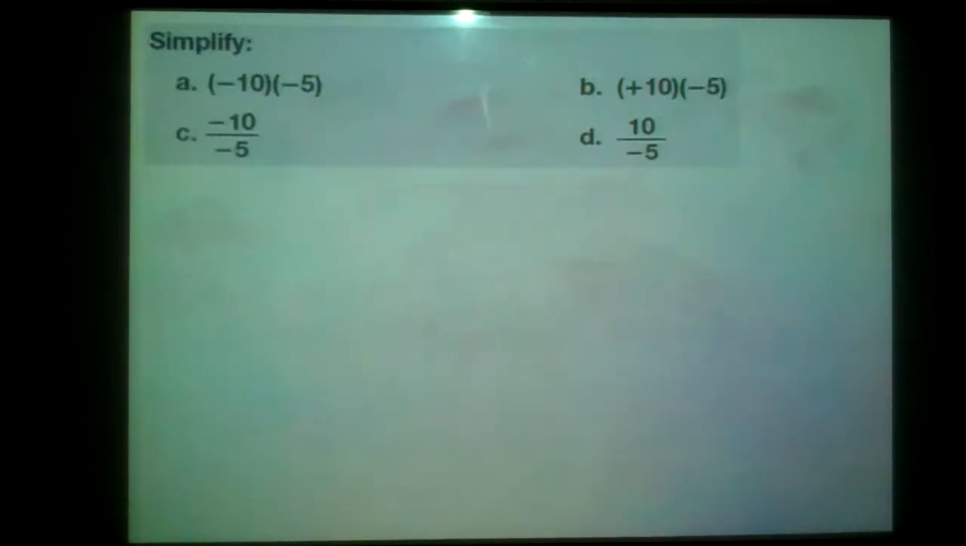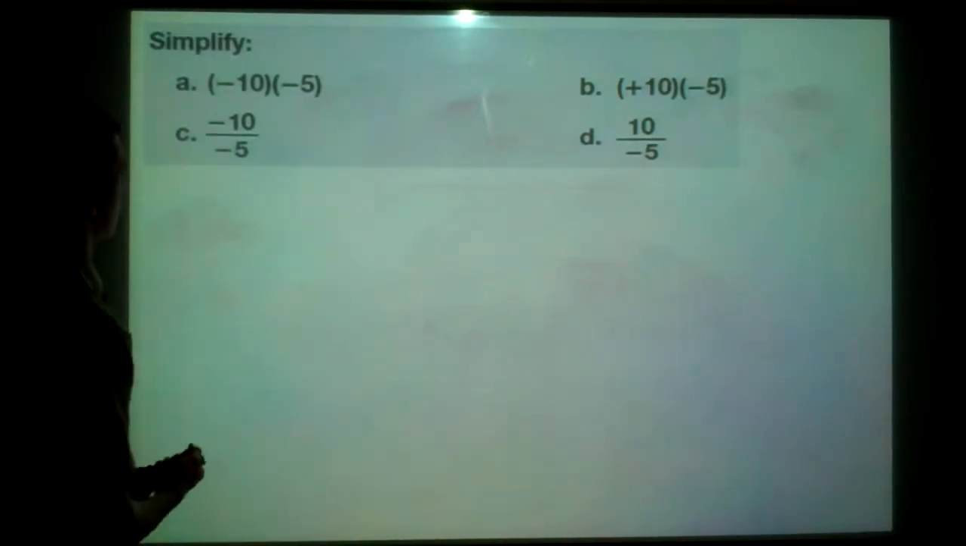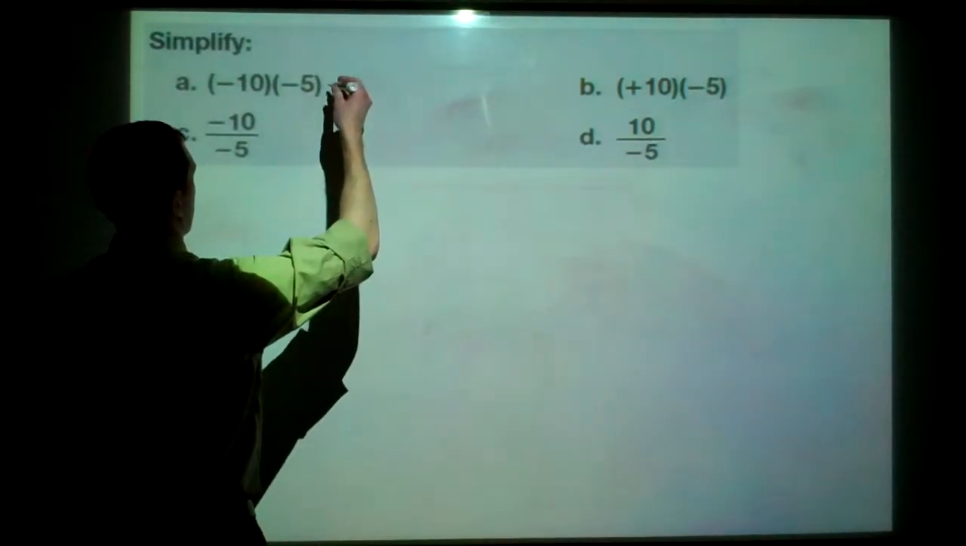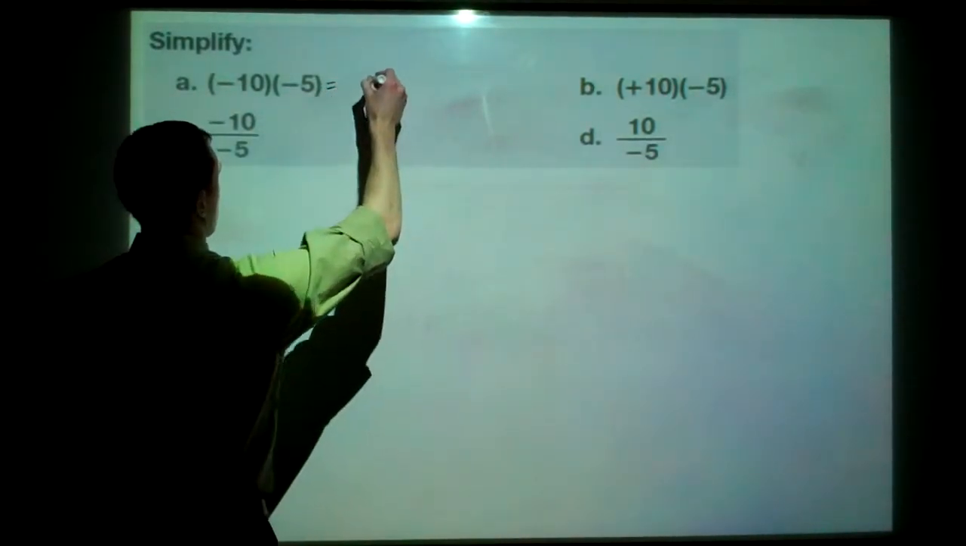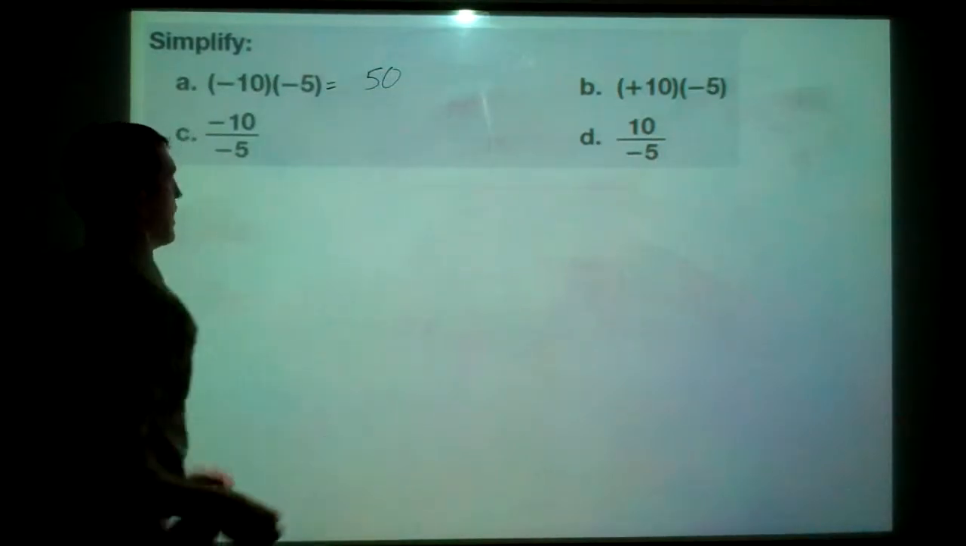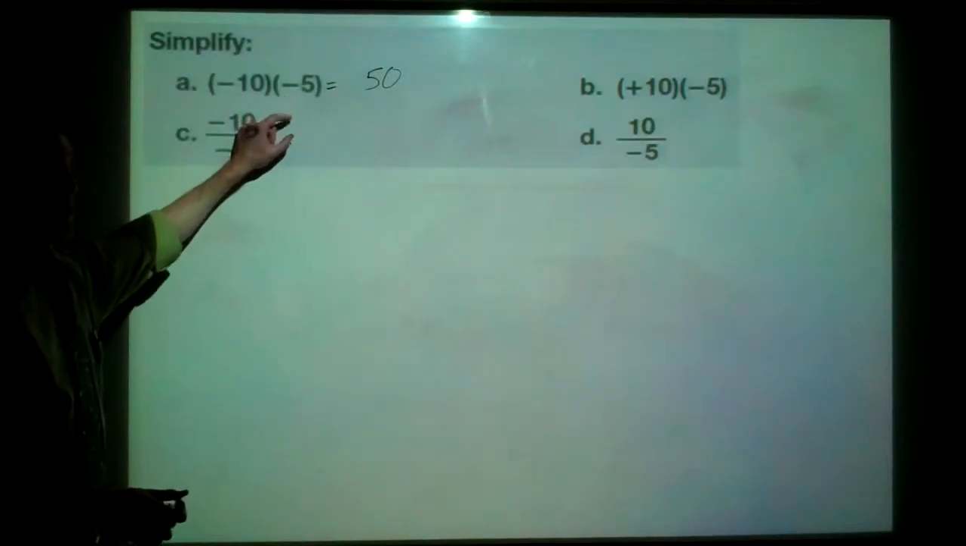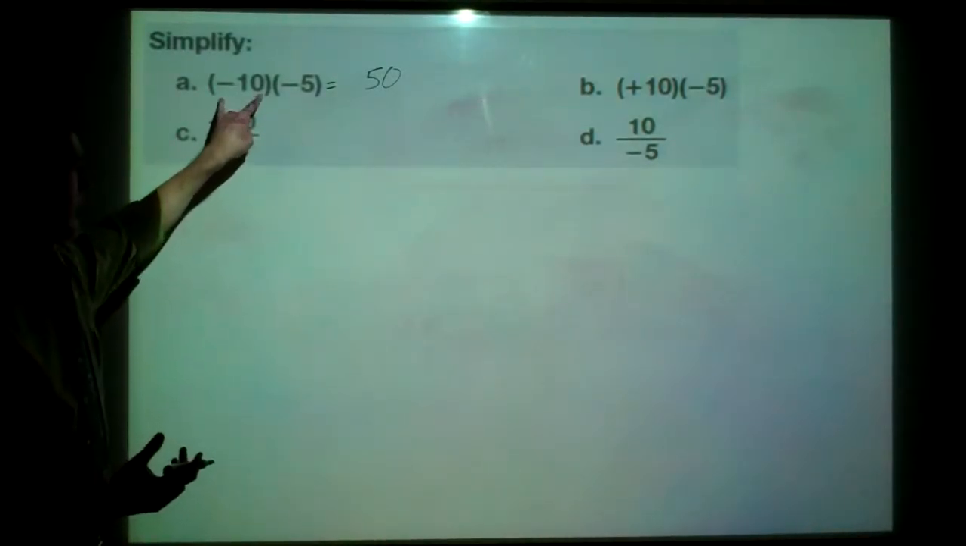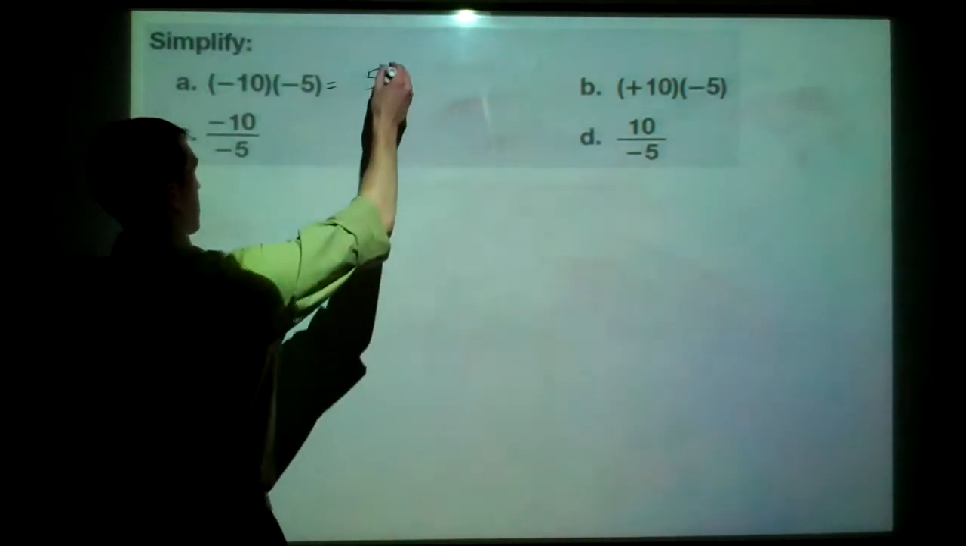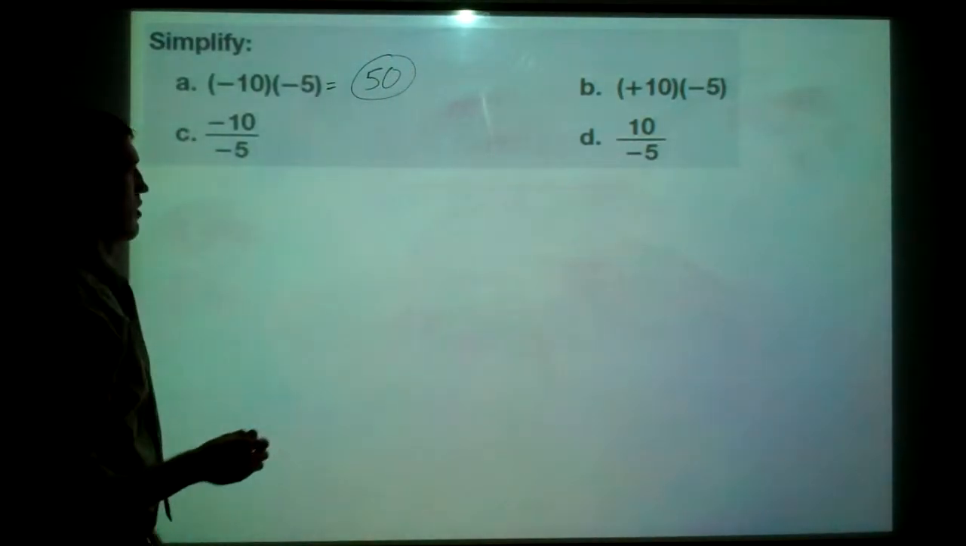So if we want to simplify these real quick, A, B, C, and D. First for A, negative 10 times negative 5. First thing we're always going to do is multiply the numbers together. 10 times 5 is 50. Now we have to decide what sign we're going to get. Well, we have a negative and a negative. The signs are the same. We're multiplying, so we're going to get a positive 50.